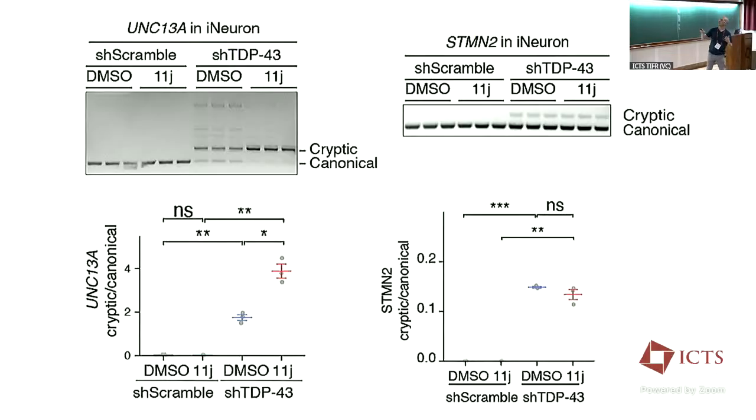And you can see it's working. If you look at UNC13A, when you knock down TDP-43, you detect the cryptic exon, but it's enhanced when you inhibit NMD, suggesting that it was getting degraded by NMD. Stathmin-2, there's no increase in the cryptic exon when you inhibit NMD, consistent with it not being an NMD substrate.